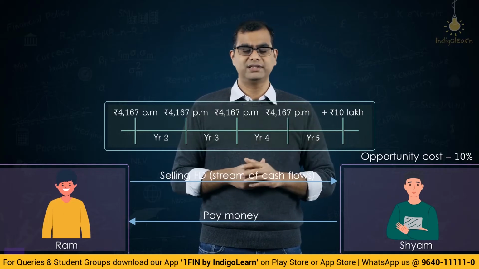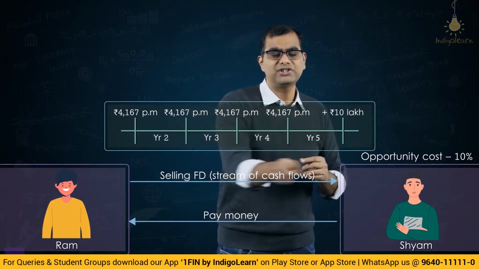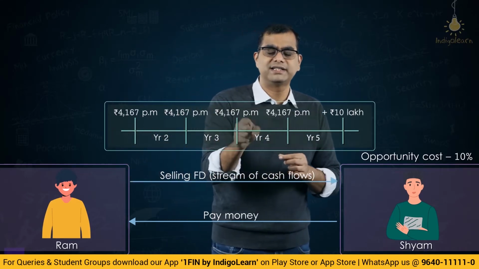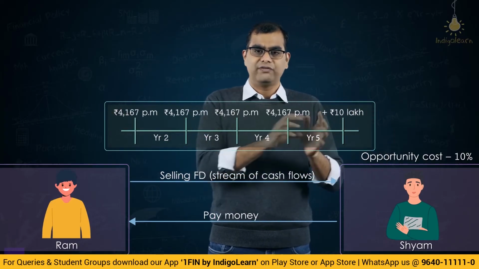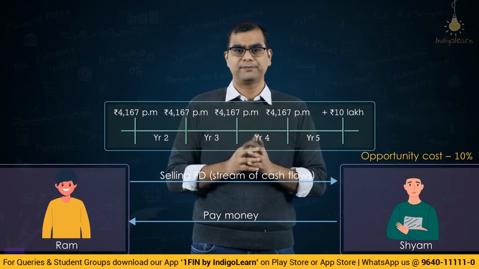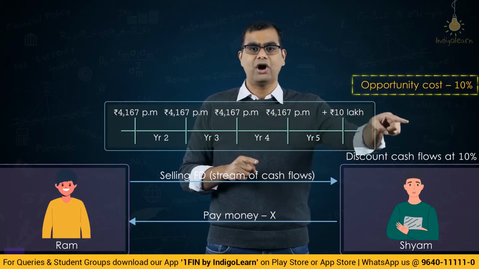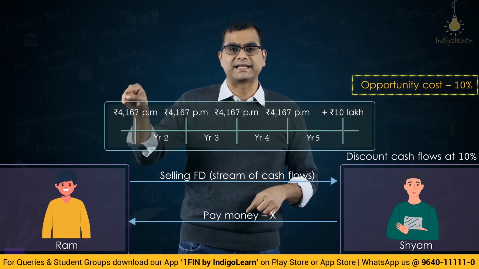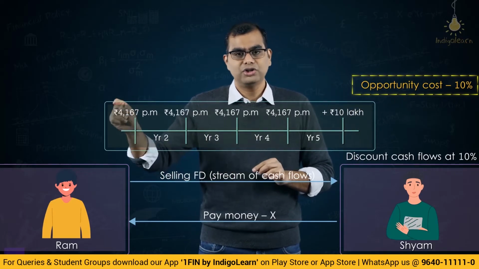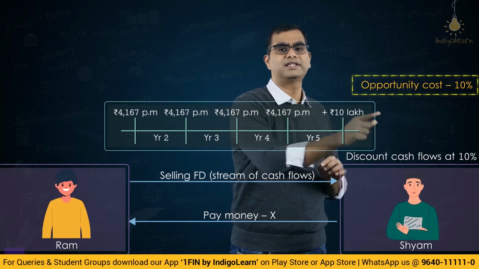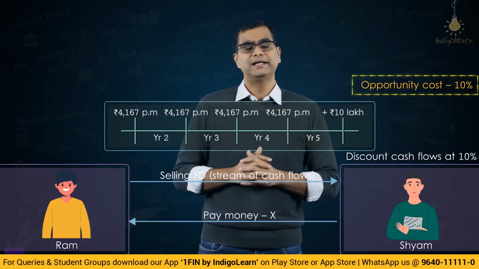So what Shyam will say is, boss, how much money do I have to give you? Okay, let me compute the money. I have all this stream of cash flows, 4,166 that you are getting every month. Shyam will say, this is the stream of cash flows I am getting. In return, I am going to pay you an amount called X. How will I compute this X? I will discount all these cash flows by 10% because the opportunity cost of this X for me is depositing it with SBI where I get 10% return. Got the point? So Shyam will say, I will discount all these cash flows by 10%.